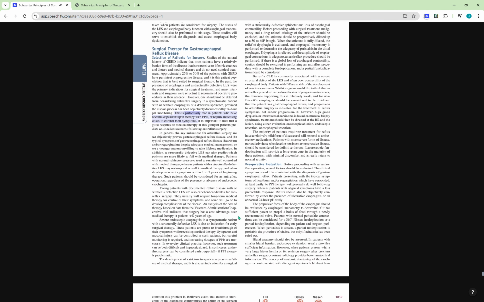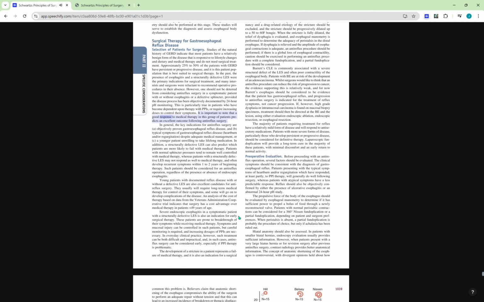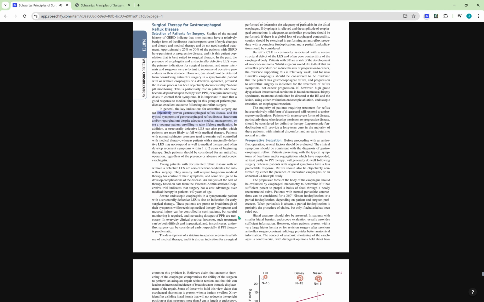This is particularly true in patients who have become dependent upon therapy with PPIs or require increasing doses to control their symptoms. It is important to note that a good response to medical therapy in this group of patients predicts an excellent outcome following anti-reflux surgery. Indications include objectively proven gastroesophageal reflux disease and typical symptoms despite adequate medical management, or a younger patient unwilling to take lifelong medication.